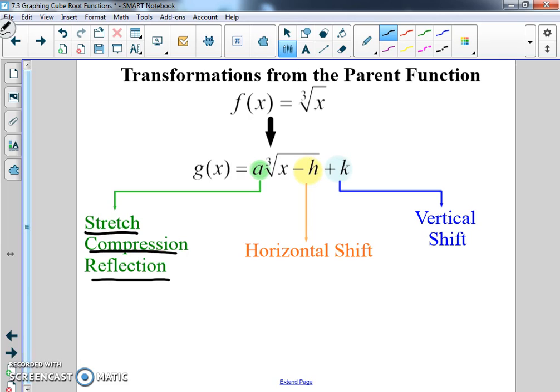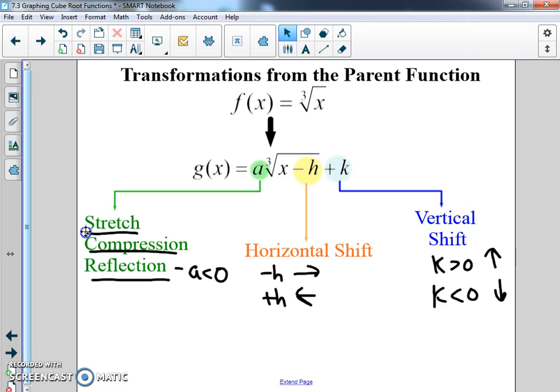That's a horizontal shift. We know that minus h shifts things to the right. We know that plus h shifts things to the left. We know our vertical shift: when k is greater than 0, it shifts things up, and when k is less than 0, it shifts things down. So we're familiar with this. We know the reflection occurs when a is less than 0, so when a is negative. And those are typical transformations, very similar to transformations that you've seen for quadratics, exponentials, and those sort of things. Okay? So let's take a look at these in action now.